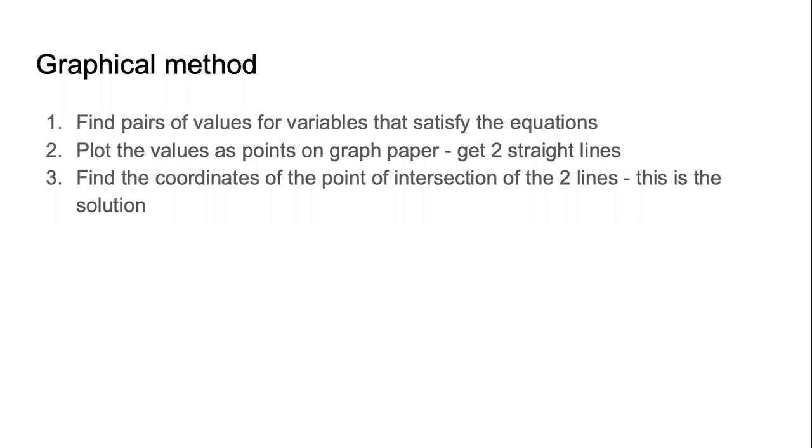Then the second part, we will plot those values as coordinates of points on a graph paper. And that is why this is called the graphical method. We are plotting the graph for the equation. We are converting those equations into straight lines. Linear equations, so straight lines. Two linear equations, so two straight lines. Now the two straight lines can be on top of each other, they can be parallel to each other, or they will be intersecting lines.